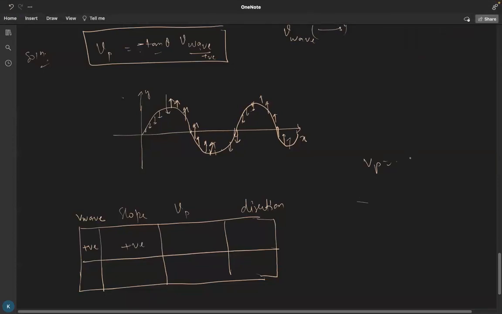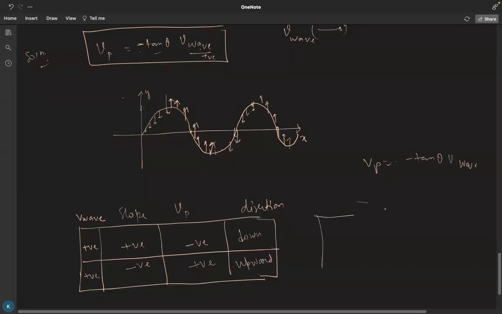Velocity of particle is equal to minus tan theta into velocity of wave. So both of these are positive, so the velocity of particle is negative and it is in the downward direction. When the velocity of wave is positive and the slope is negative, this term becomes overall negative, so the velocity of particle becomes positive and it is in the upward direction.